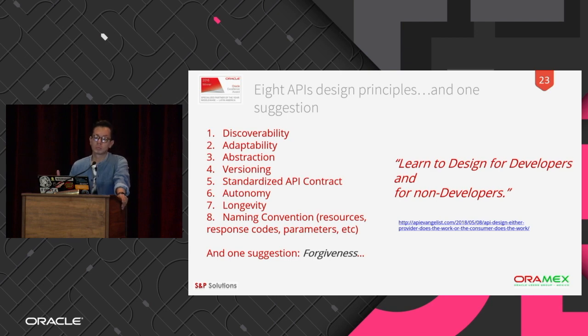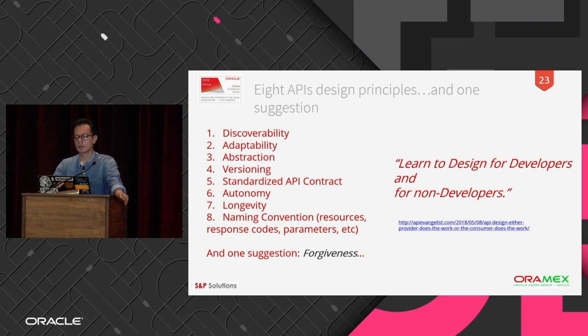Longevity, because I don't know what is going to happen in the future, but I do know that I would like you to continue using my API. So you better prepare it for the years to come. And finally, naming convention for resources, for the codes, for parameters, for exceptions. So you better have constant naming conventions for all your APIs.